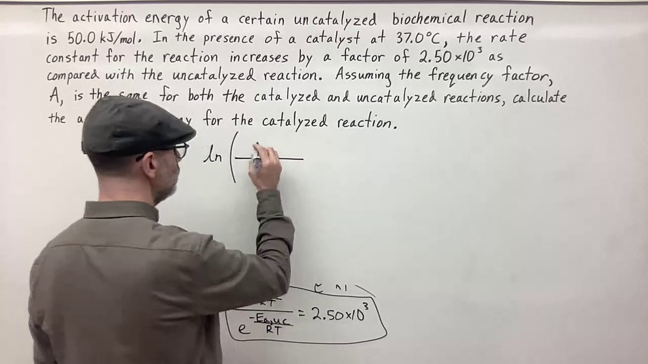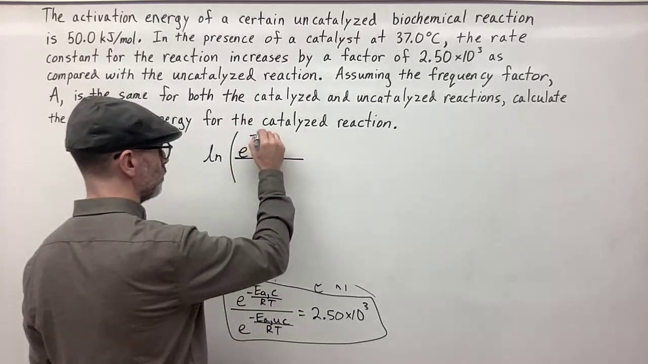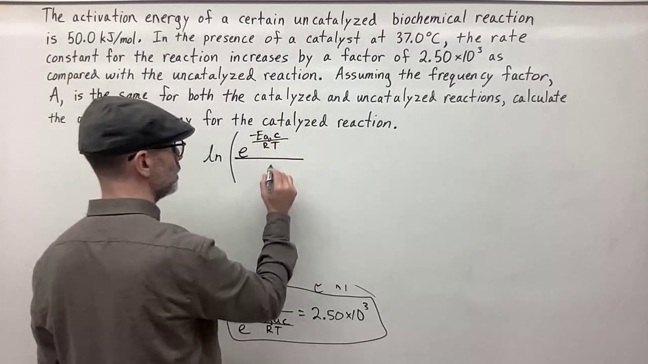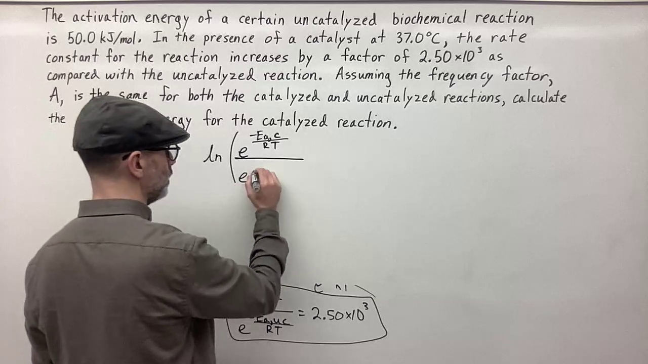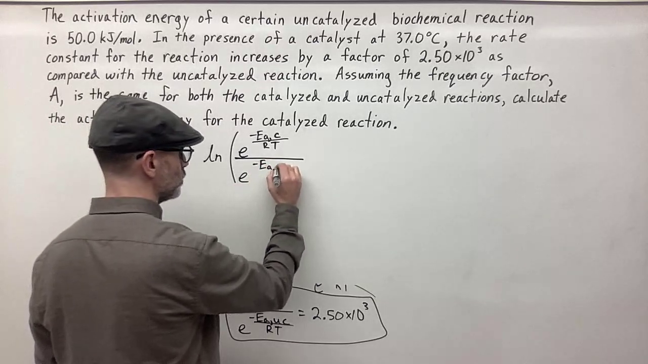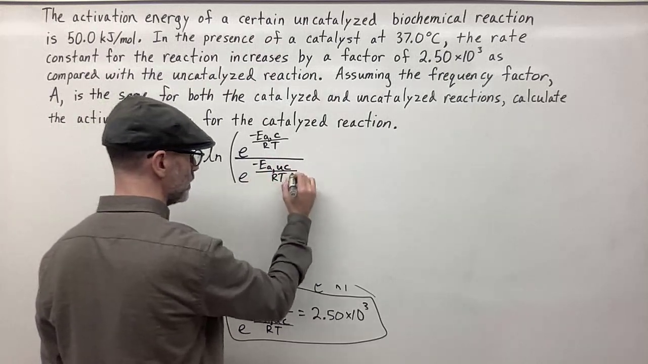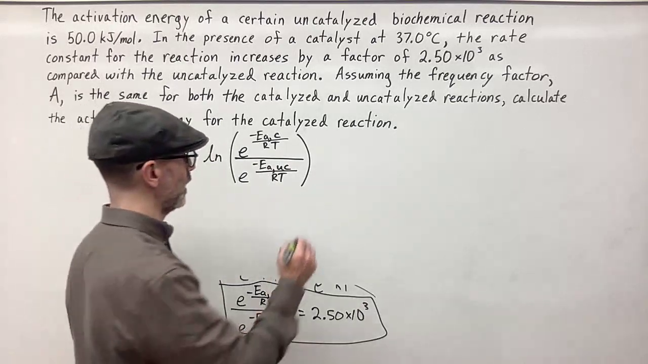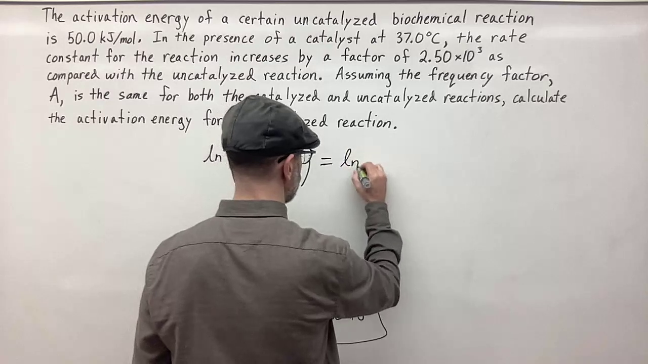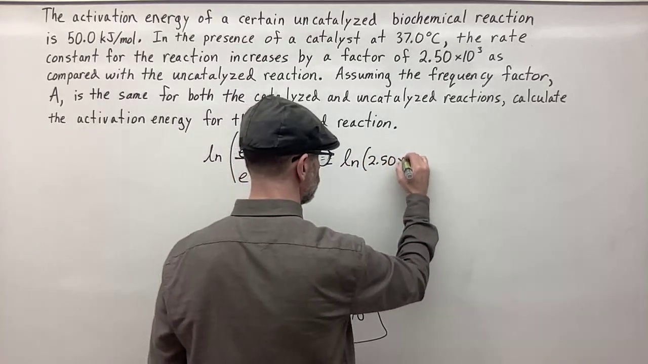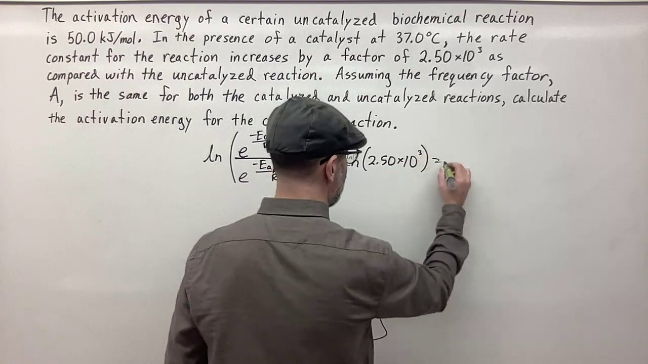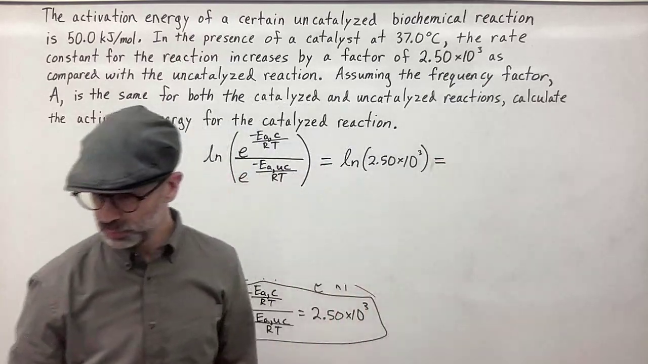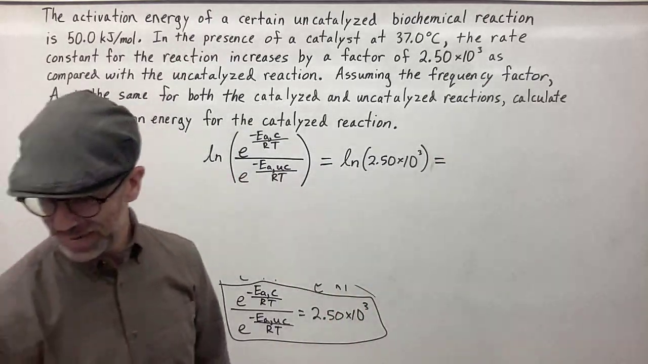So now what I end up with is I'm going to take the natural log of this ratio, this fraction here. So it's going to be E raised to the negative activation energy of the catalyzed reaction over RT divided by E raised to the negative activation energy of the uncatalyzed reaction over RT. So I'm taking the natural log of this side, and then I got to take the natural log of this side. So that's going to be equal to the natural log of 2.50 times 10 to the third. And when I calculate this out, the natural log of this becomes, what did I calculate? 7.8240.